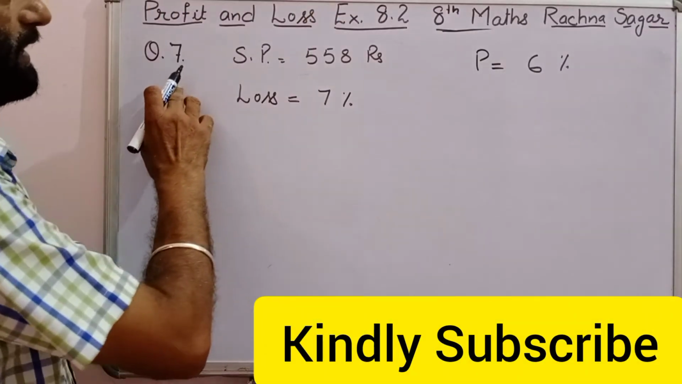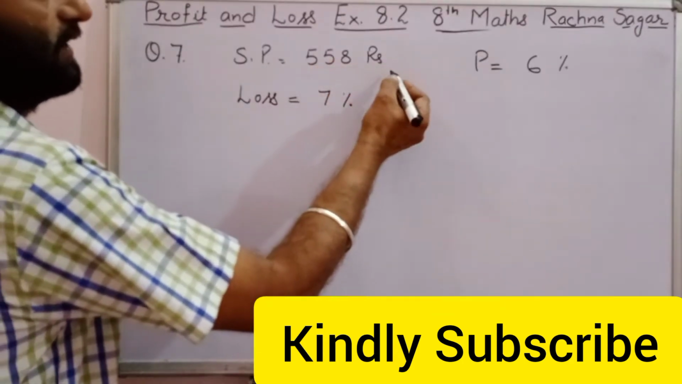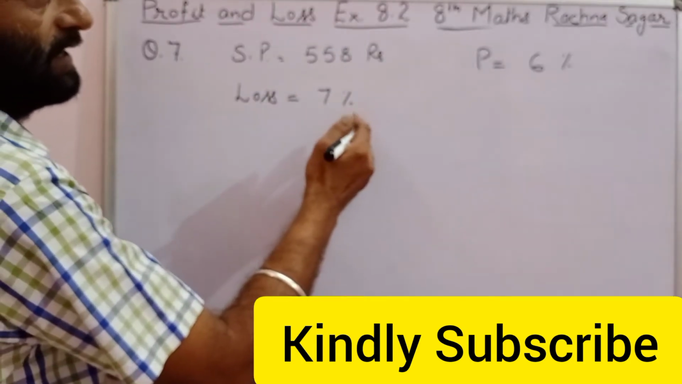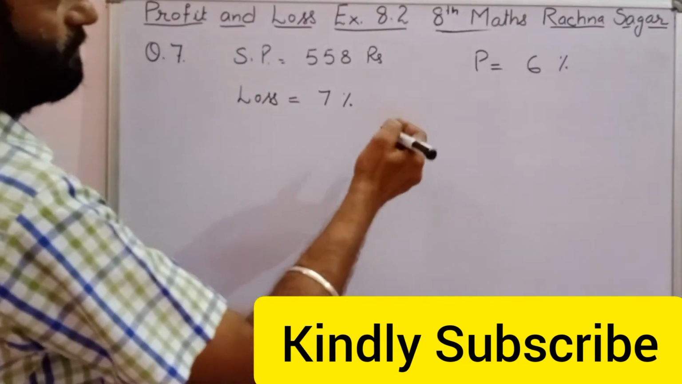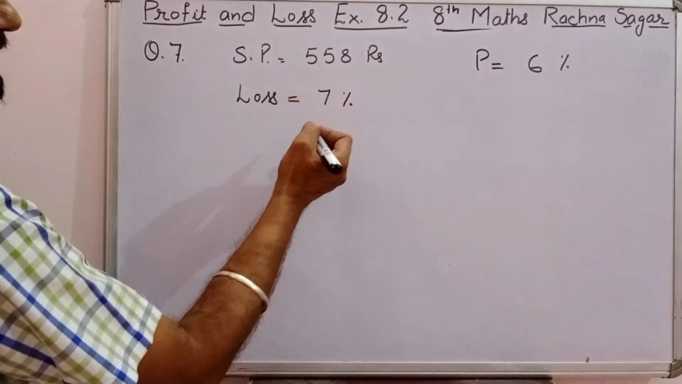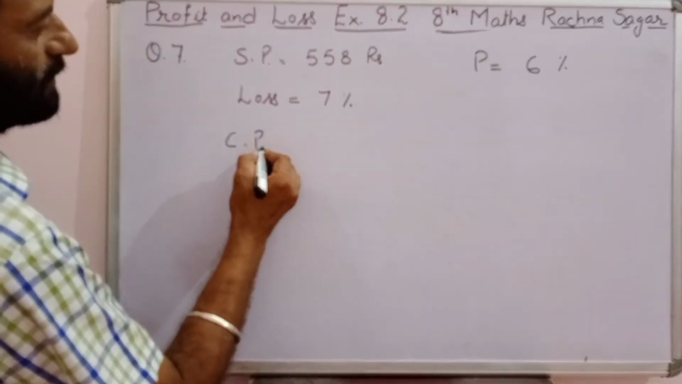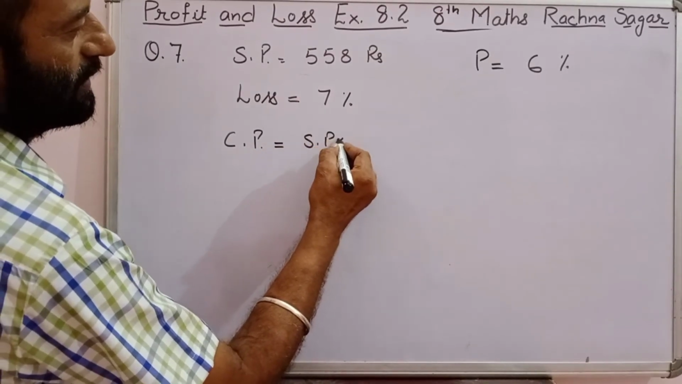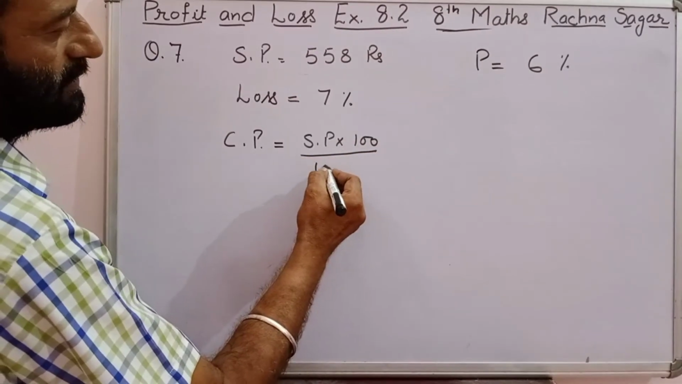Question number 7. A man sells his mobile for 558 rupees and he loses 7%. If he needs a profit of 6%, then for how much he should sell it? So first of all, in this question we will find the cost price of the mobile. Now we know that cost price is equal to selling price into 100 over 100 minus loss percent.